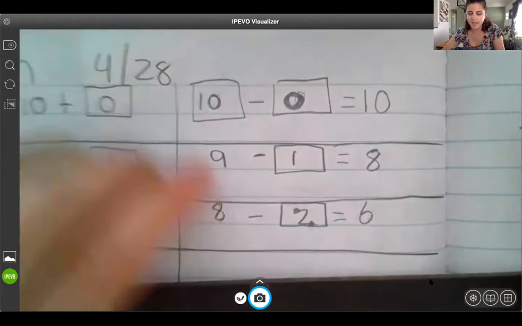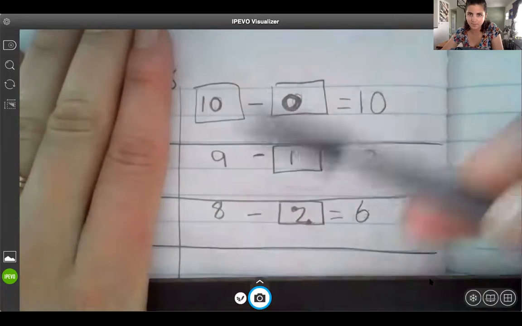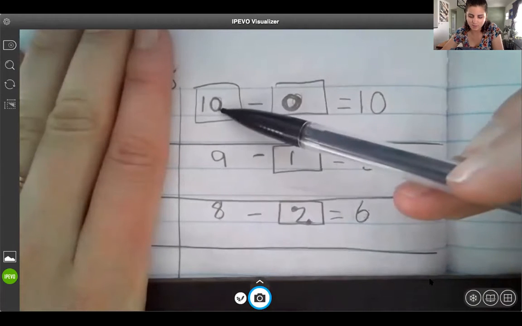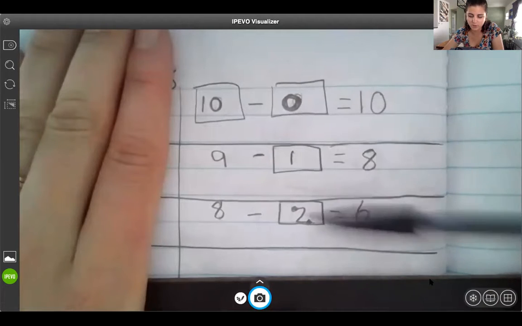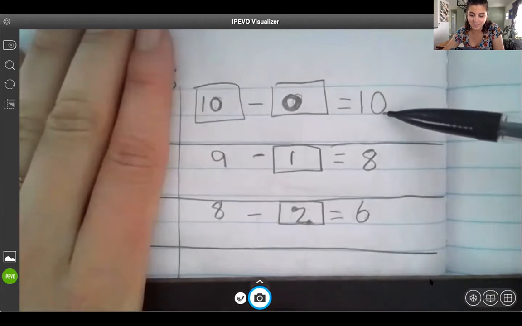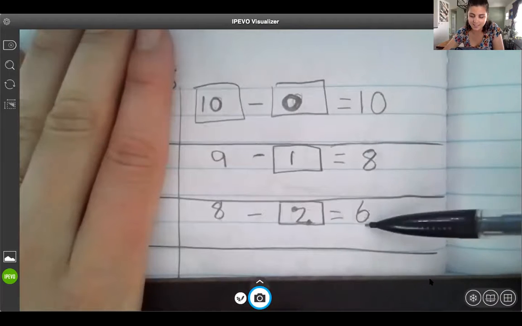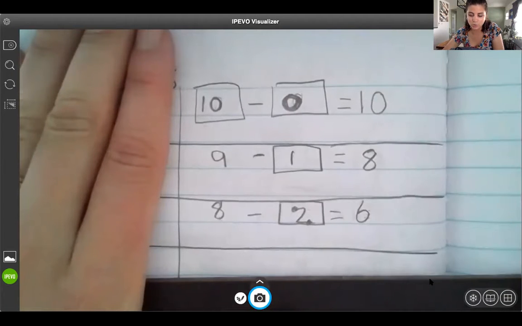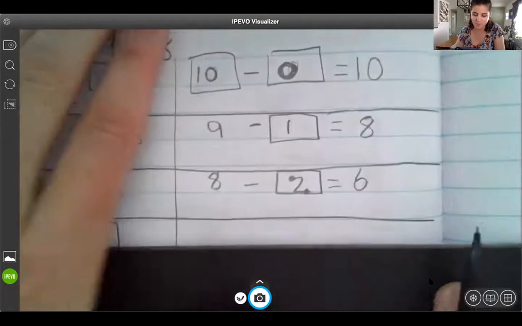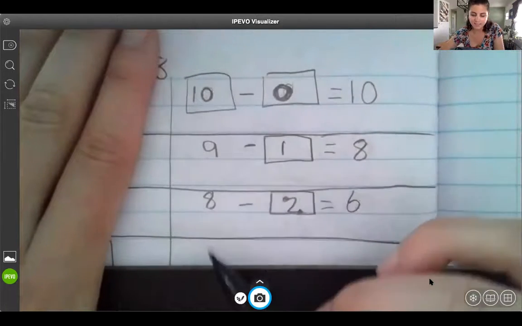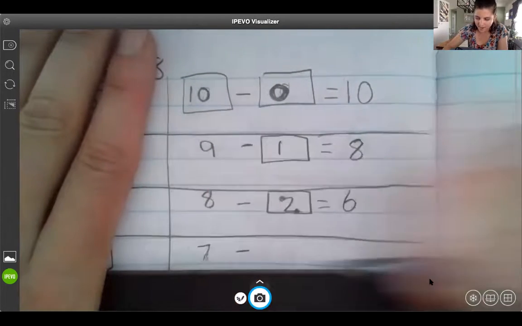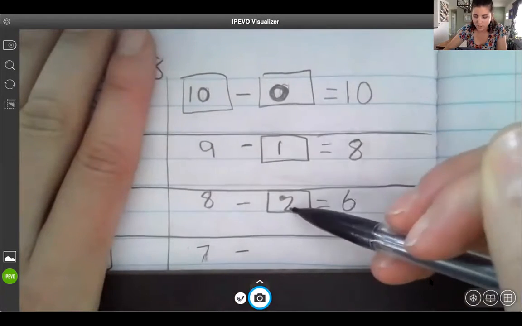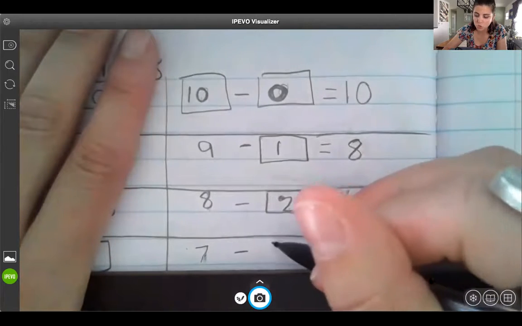So do you see any patterns here? I see that this is subtracting by 1, 10, 9, 8. I see this is adding by 1, 0, 1, 2. I see that this is subtracting by how many? 10, 8, 6. By 2. So if that theory is right, I'm going to continue to my next problem. 10, 9, 8. What comes before 8? 7. I'm going to write minus 0, 1, 2. What comes after 2? 3.